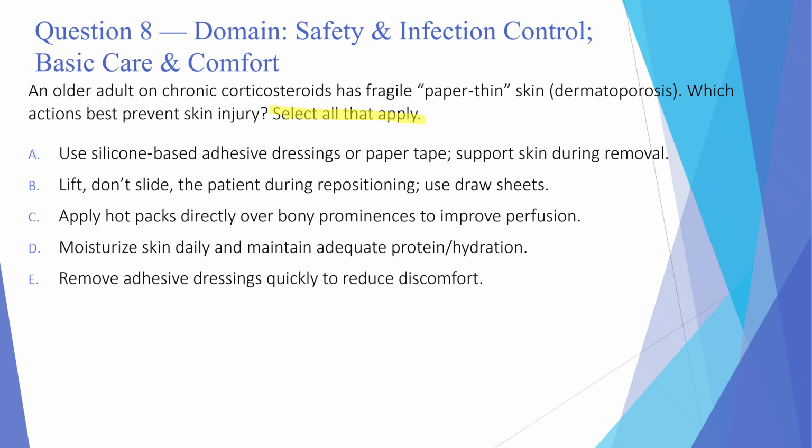Use silicone-based adhesive dressing or paper tape. Support skin during removal. Lift, don't slide the patient during repositioning. Use draw sheets. Apply hot packs directly on the bony prominences to improve perfusion. Moisturize skin daily and maintain adequate protein and hydration. Remove adhesive dressing quickly to reduce discomfort.